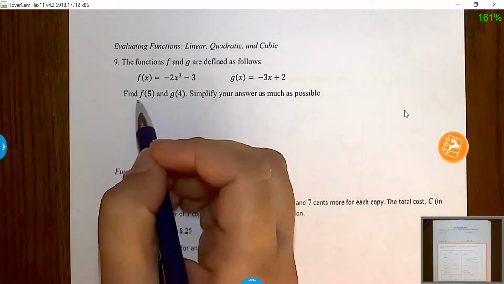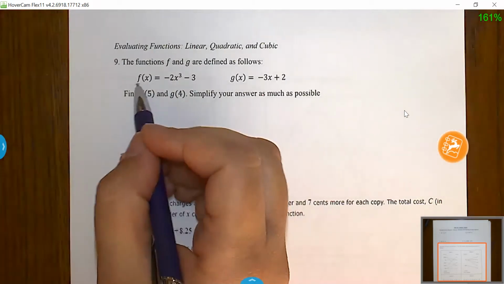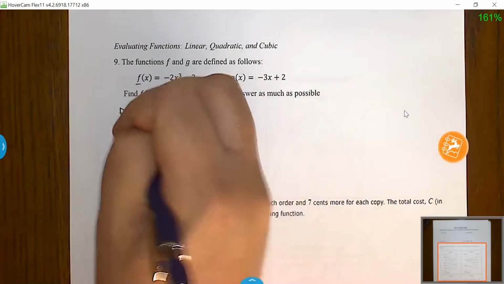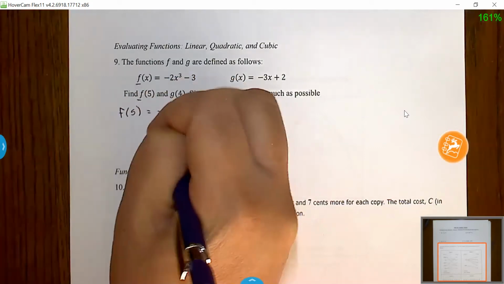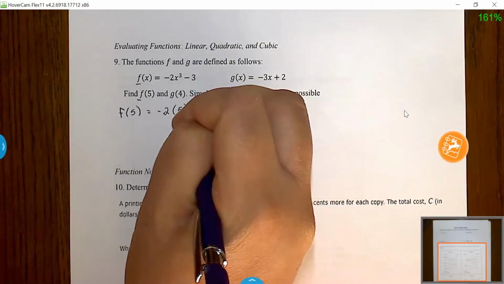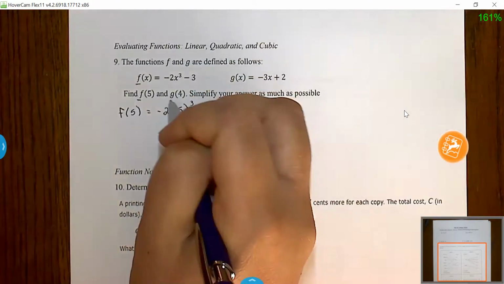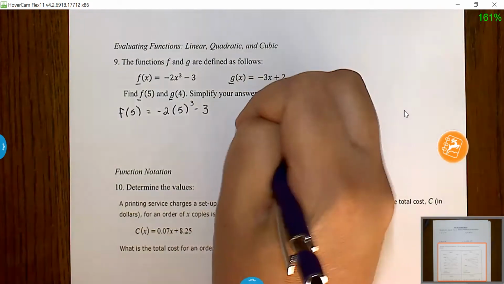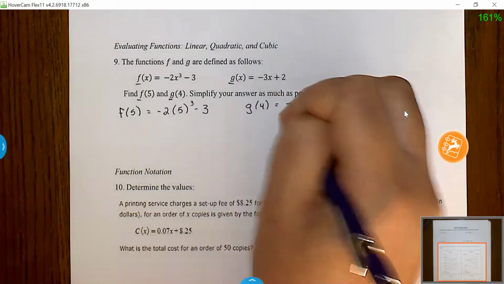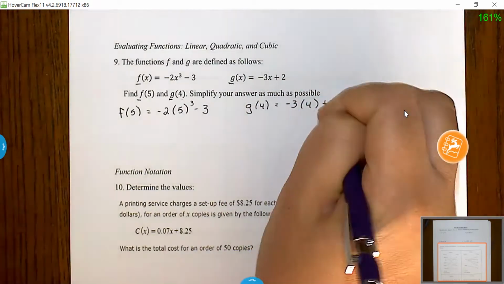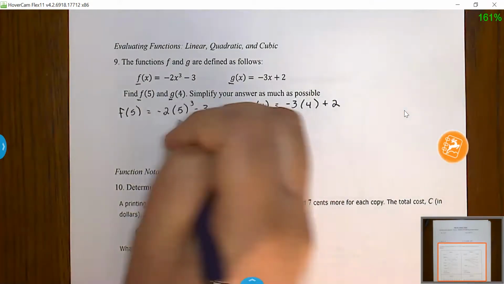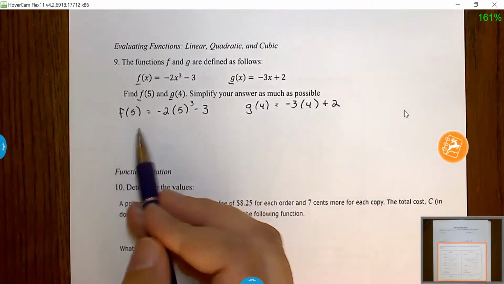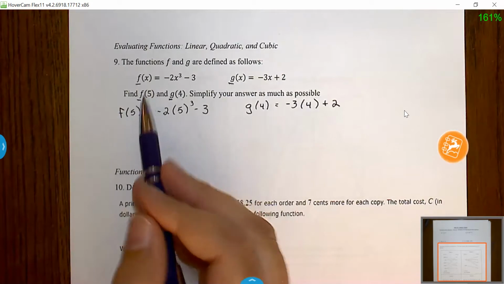So f of 5, this f means that we're using the function f of x. We are only plugging 5 into f of x. So f of 5 would be negative 2 times 5 cubed minus 3. While g of 4, we are using the g function for that. So that would be g of 4 equals negative 3 times 4 plus 2. Okay, so we're only solving the right side. Don't do anything with this left side of these, because that tells you what you're trying to solve for.